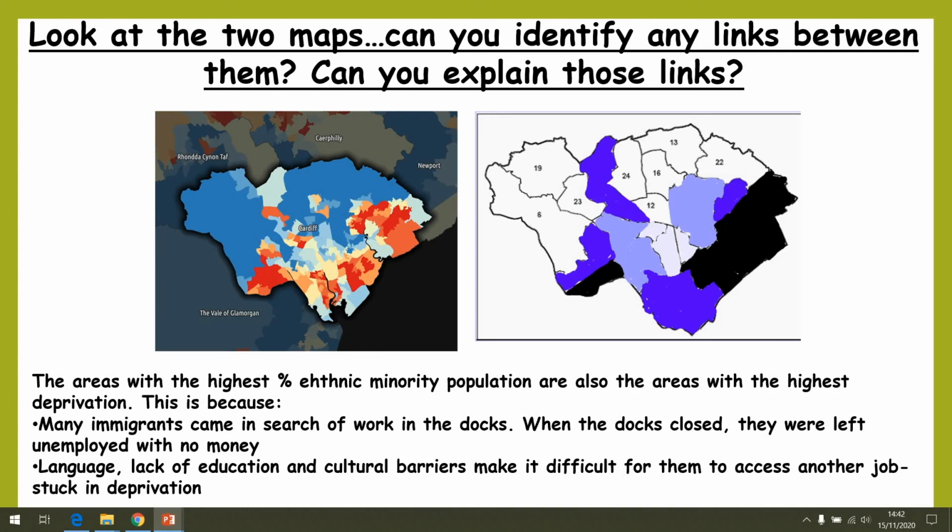But they weren't able to access the other jobs on offer in the area because of language barriers, lack of education. If you've been working in the docks for years and years and years, you're a manual labourer. You haven't been to school for years. The country you came from, you probably actually barely went to school, could barely read and write. So lack of language, lack of education, and other cultural barriers make it difficult for you to access another job. So you're stuck in low-income, unemployed, deprived areas. So copy and complete the link and explanation between the two maps.